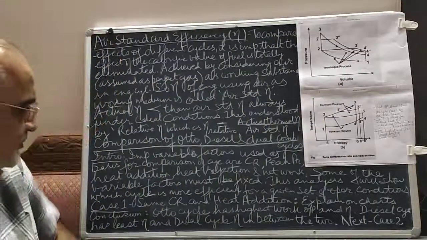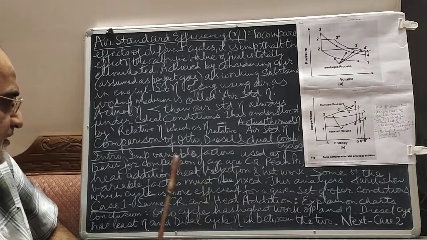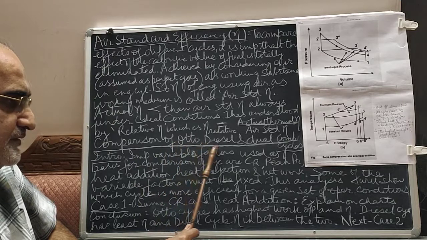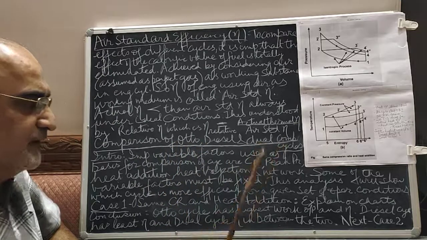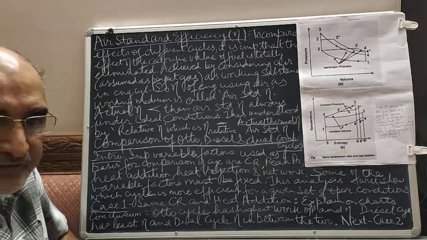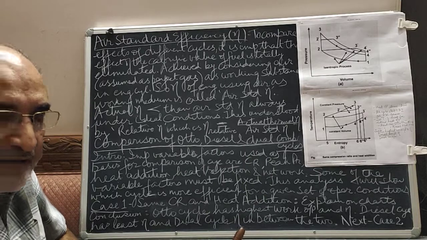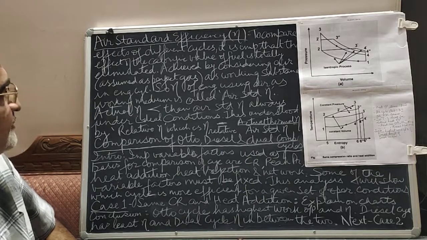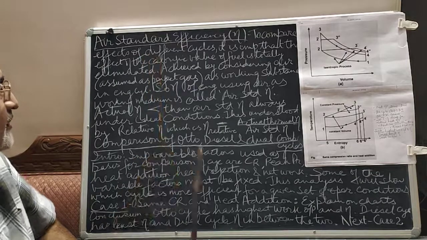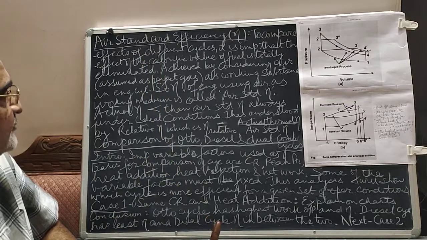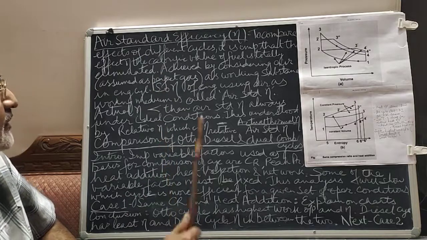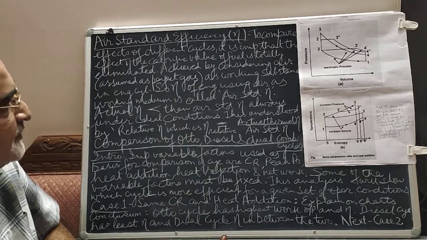Now, as per the syllabus, we have to make a comparison of the Otto, diesel and the dual combustion cycle, which we have now studied, the PV as well as the TS diagrams. But before that, let us have a look at air standard efficiency. The air standard cycle we have just covered on the previous board.